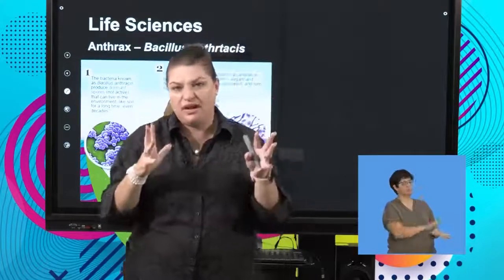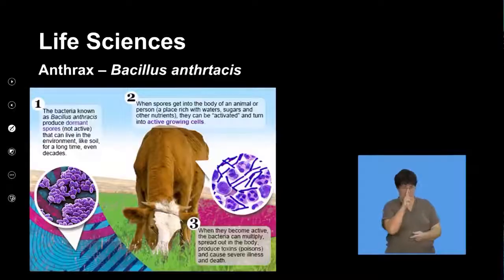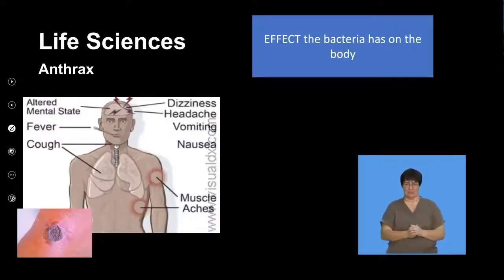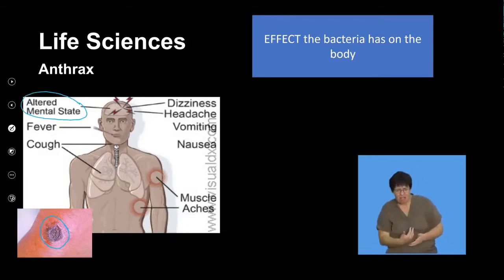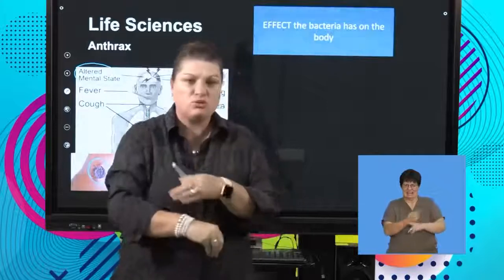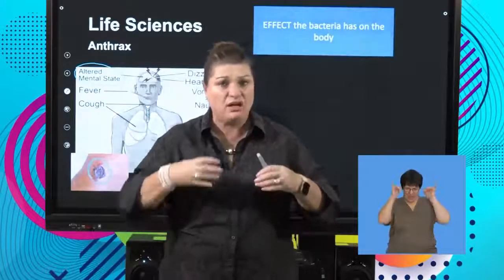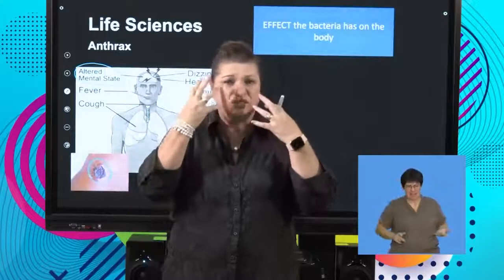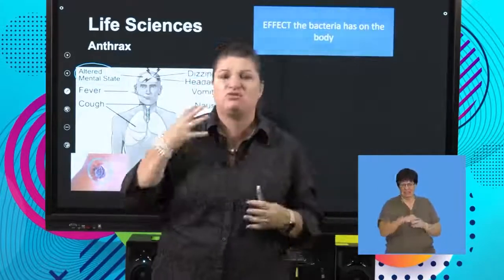Okay, so anthrax, have a look, it's not so nice. Have you seen these? They form these black sores on your body. And you will see it actually changes how your brain works. You've got fever, you're coughing, you're vomiting, you're nauseous, you're dizzy, you have a headache, and you've got all these horrible black sores on your body. It's called necrotic, it's dead skin. And the cows as well, they also have these sores, it's almost like bleeding inside, it's not really nice.